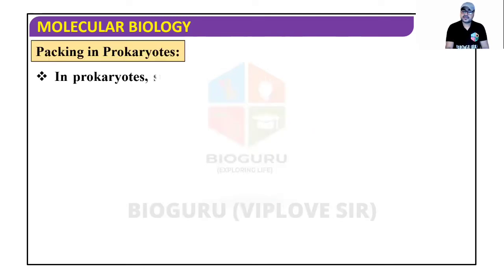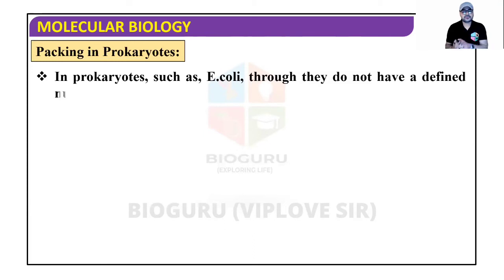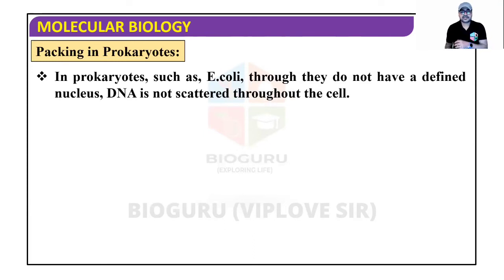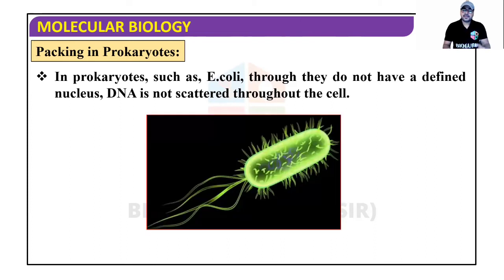So, packing in prokaryotes. देखिए, prokaryotes and eukaryotes दोनों में काफी डिफरेंस है. Prokaryotic DNA and eukaryotic DNA. Prokaryotes में प्रॉपर क्रोमोसोम्स नहीं मिलते and eukaryotes में प्रॉपर क्रोमोसोम्स बनते हैं और मिलते हैं. In prokaryotes such as E. coli, though they do not have a defined nucleus, DNA is not scattered throughout the cell. प्रोकैरियोट्स में प्रॉपर मेम्ब्रेन बाउंड न्यूक्लियस नहीं है, फिर भी वहां पर DNA स्कैटर्ड नहीं होता.